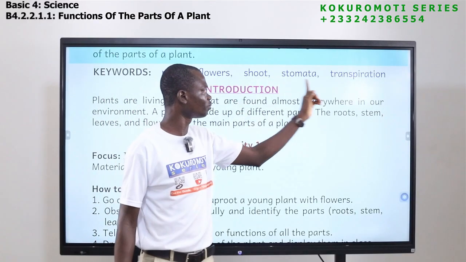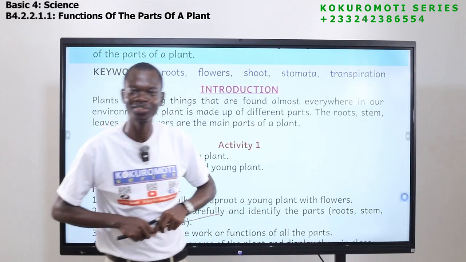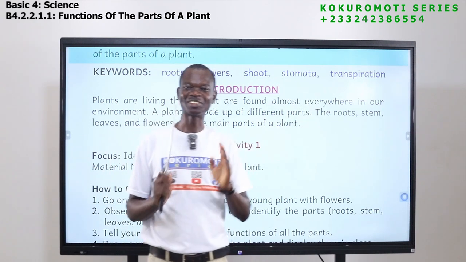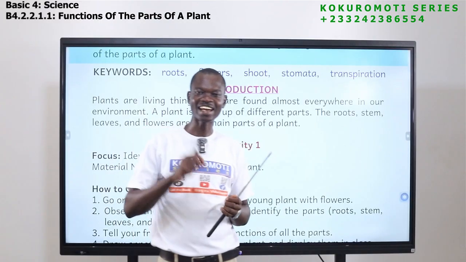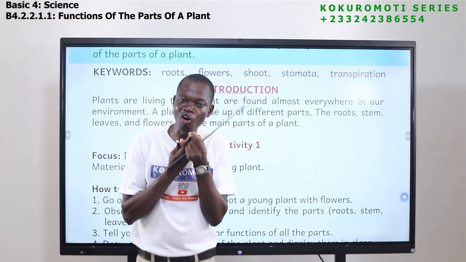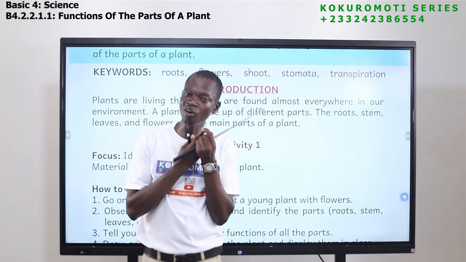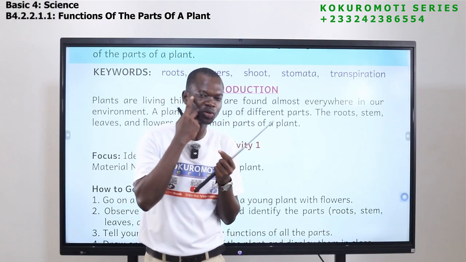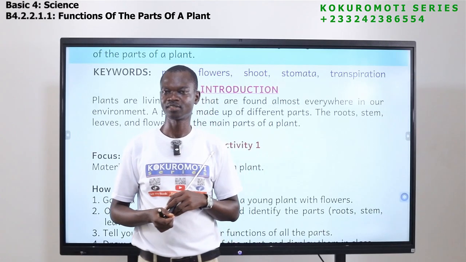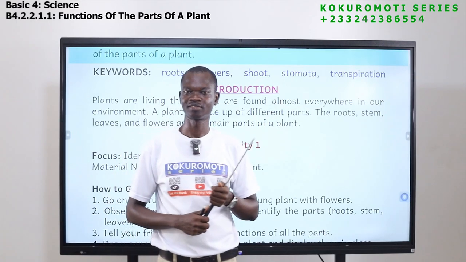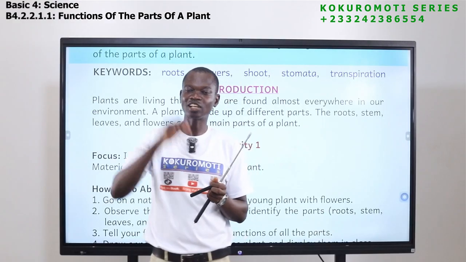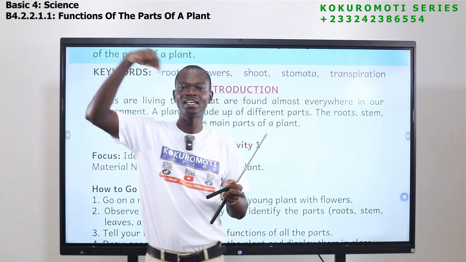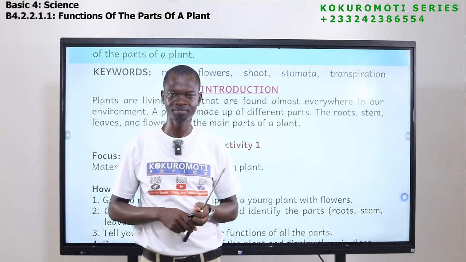Next, stomata. Very good, stomata too. All of you say stomata. So stomata, they are tiny. If I say tiny, I mean very small. They are microscopic. I mean, you can't see them with your naked eyes. They are small pores or holes, tiny holes in leaves of plants.